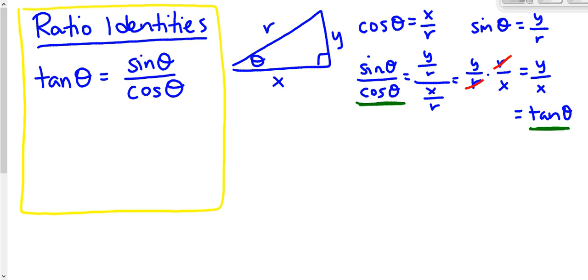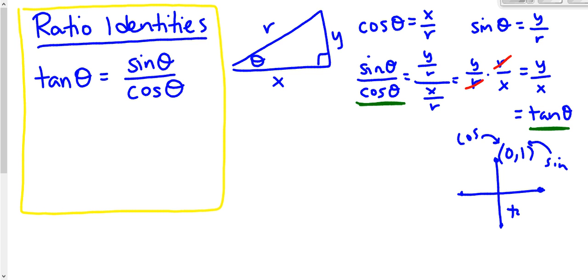Did you know that technically we have been using that identity for a while? Because when we have done our quadrantal angles and we used points like 0, 1, and we said that x was the cosine and y was the sine, but we wanted to know the tangent was y over x, so the tangent was sine over cosine. So we've already been doing that.